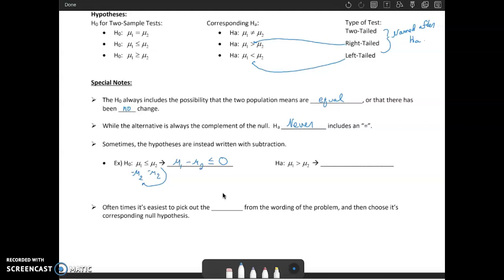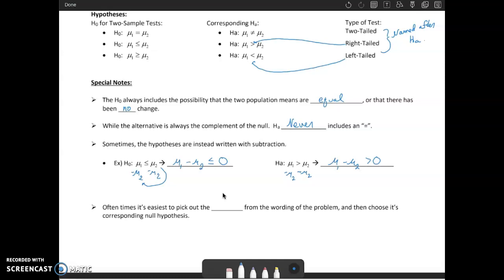The alternate that would go along with that could be mu sub 1 is greater than mu sub 2, or if the text or video or whatever resource happens to like this other form of writing it, it might say mu sub 1 minus mu sub 2 is greater than 0. These are just two different ways to write the same thing. If we are saying that the first one is less than the second one, that's the same thing as saying, well, if we were to subtract them, we would get something less than or equal to 0. Two different ways to say the same thing.